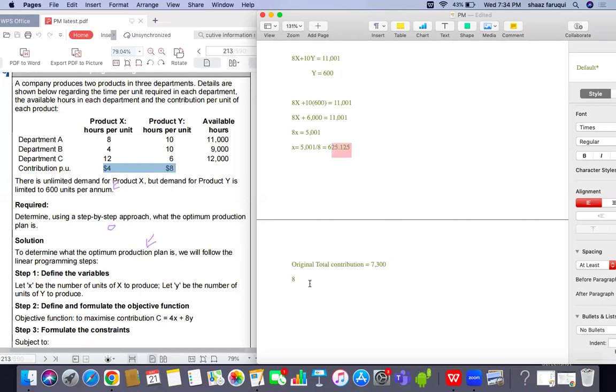X is equal to 625.125, and y stays the same as 600. So what happens to the total contribution? Sorry, I put it in the wrong formula.